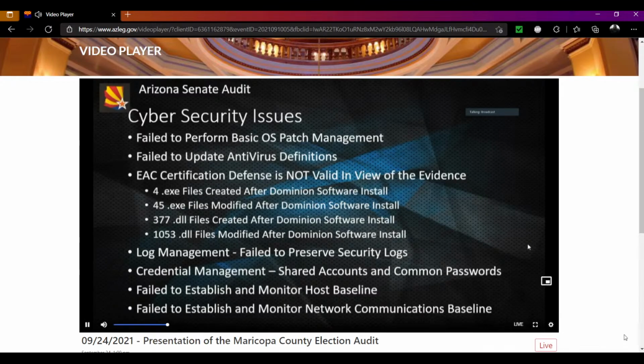Let's talk a little bit about log management here. So there is a federal statute that requires the preservation of election-related materials for 22 months after the date of the election. That applies not only to paper, but that also applies to digital artifacts. Maricopa County failed to preserve the operating system security logs to cover the dates of the election. They provided security logs early in the audit process, but they did not provide the Windows security log itself.